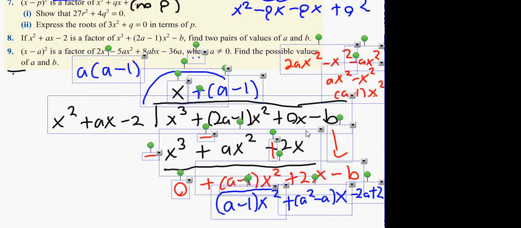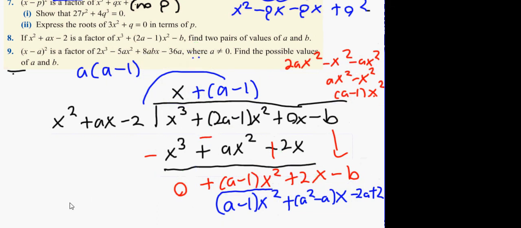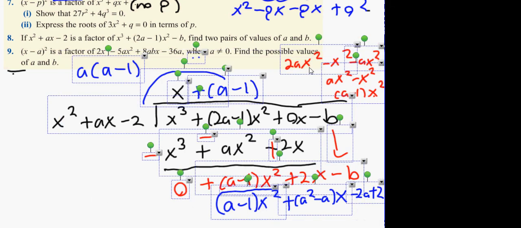Sorry guys, that should drag across. Just run out of space here.